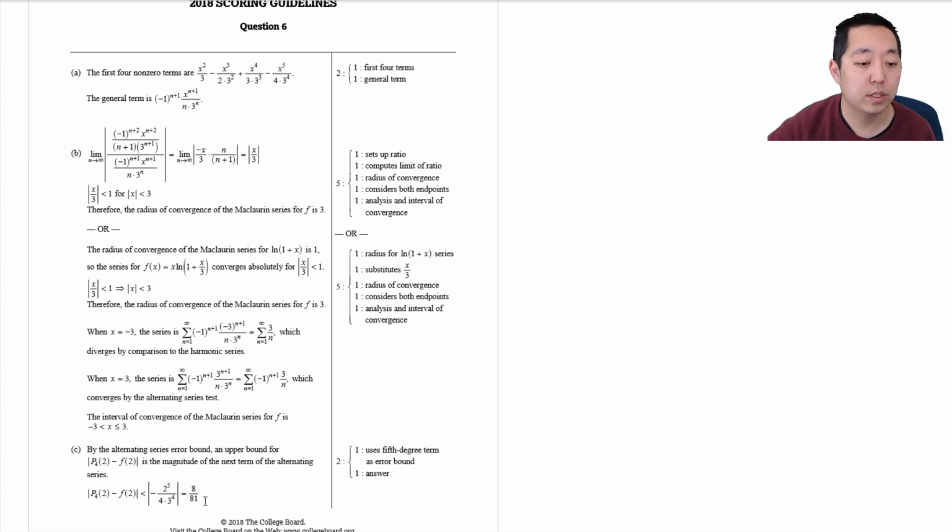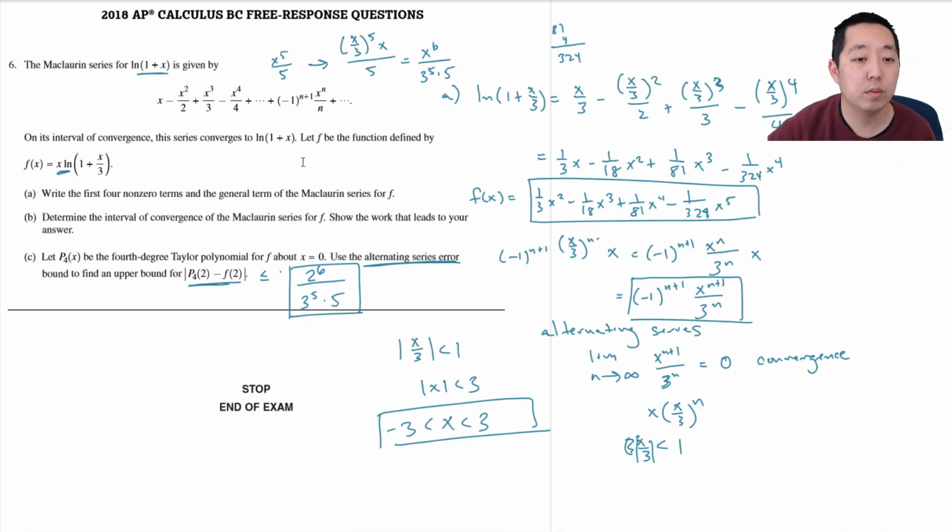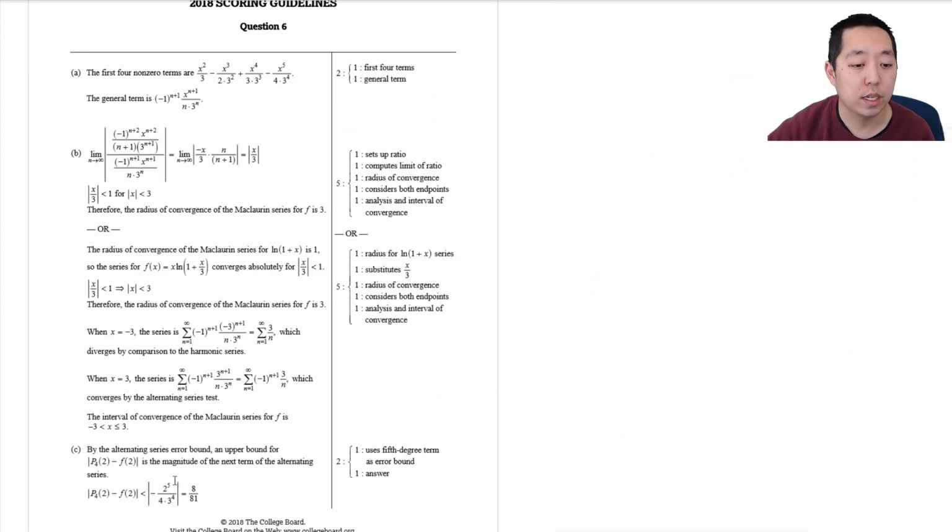Next term in the alternating series. It's the 5th term. So did I do the wrong term? Oh, I did do the wrong term. I misread P4. P4 is not the 4th term, it's the 4th degree term. So they stopped here, so I need to look at this term. This should have been 2 to the 5th over 3 to the 4th times 4. That's where I mixed that up. Everything else is basically right, other than I misread P4. I did the error for P5 minus f of 2, not P4. So slight mistake there. I would have lost the point for not using the 5th degree term.